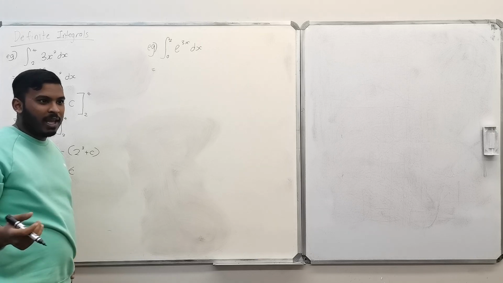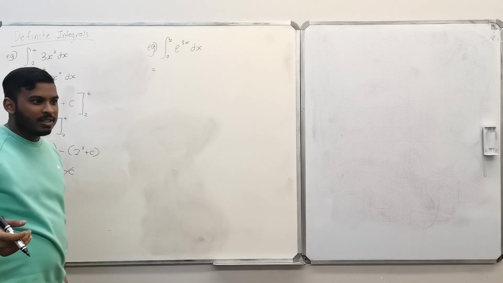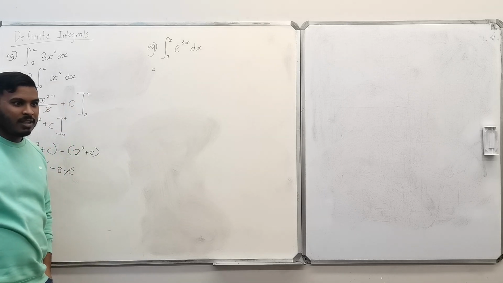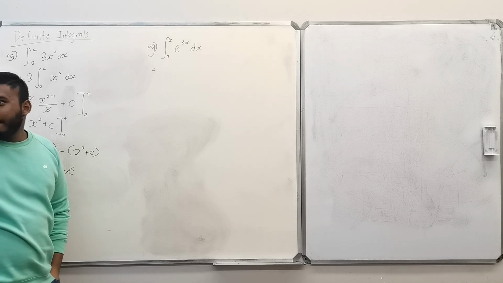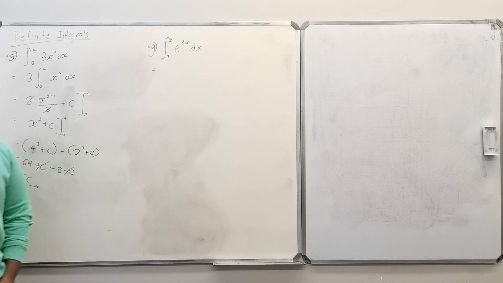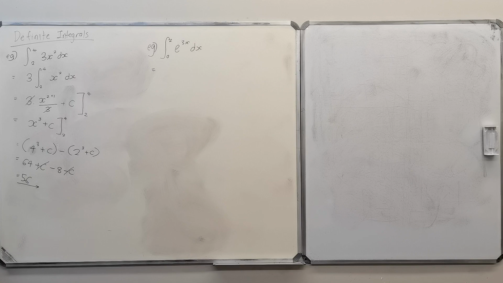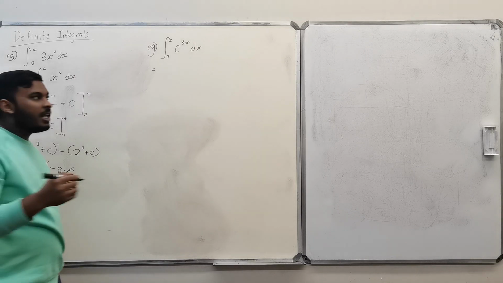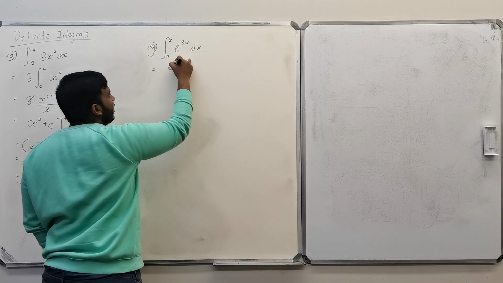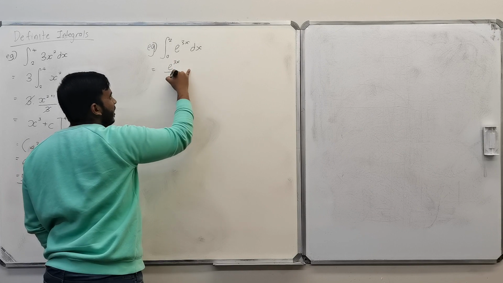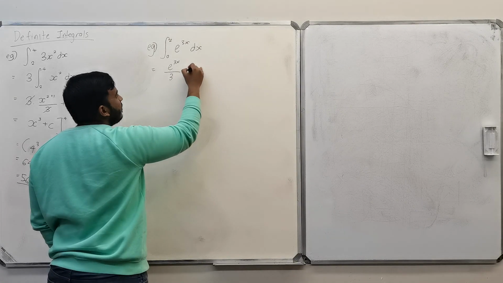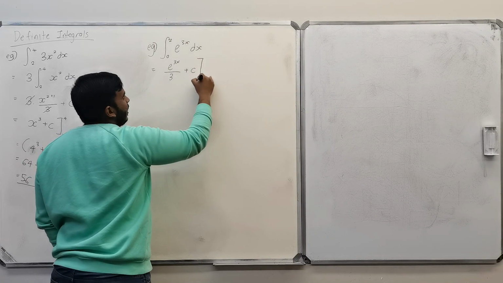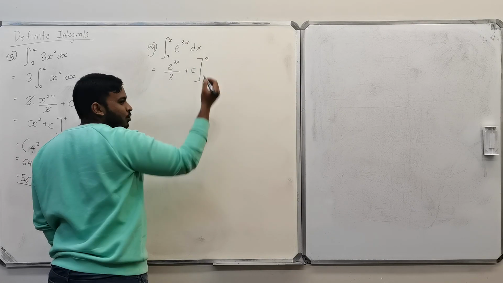It's e to the power kx, which is, that's e to the x. E to the kx has the same rules: e to the 3x over 3. It's e to the power kx over k. Right? Plus c, from 0 to 2.